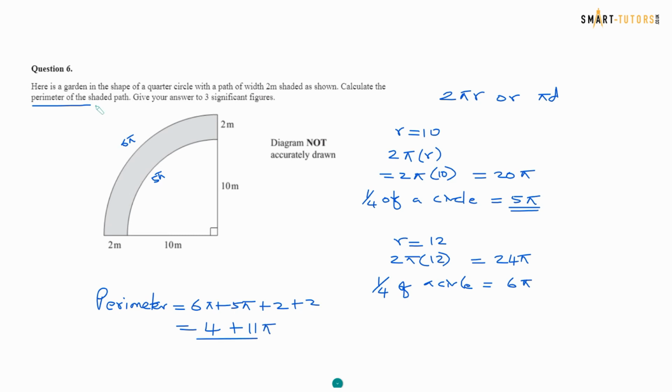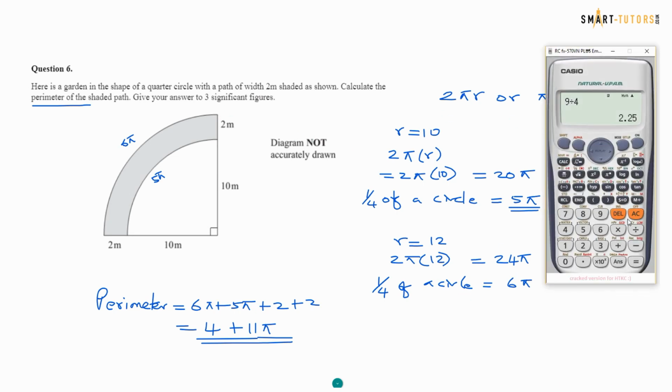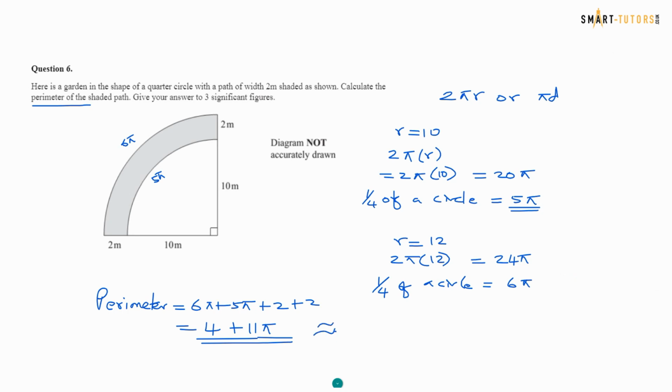But if it is a non-calculator paper, I can leave it like that, but it's a calculator paper. They specifically ask for 3 significant figures, so you need to find the answer. So 4 plus 11 times pi. Pi is shift and pi, and that is the answer: 38.55. 3 significant figures means 38.6. So that is roughly 38.6 to 3 SF. That is the answer for question number 6.